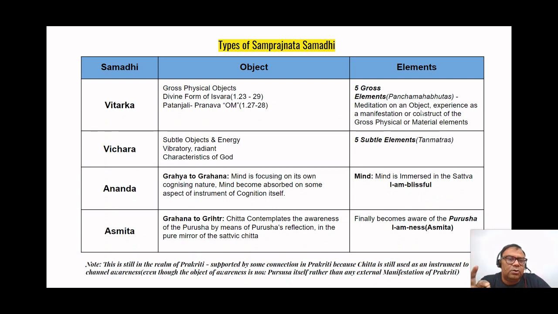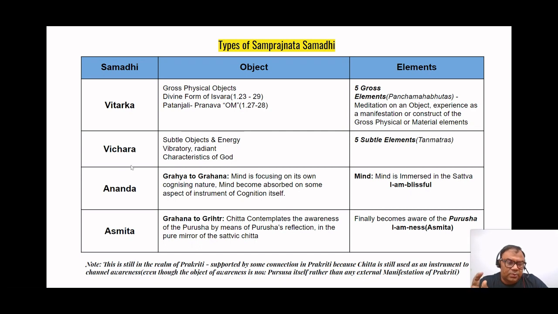Whenever the meditation on an object is experienced as a manifestation or construct of gross physical or material elements. We'll discuss in further verses the divine form of Ishvara, Pranava, Om. We can take an example of Om also. Whenever you are concentrating on that particular symbol Om, also called Pranava, that stage is the Vitarka Samadhi stage.